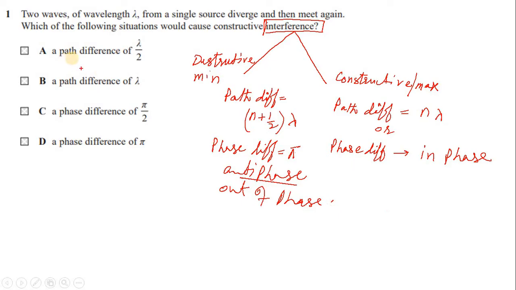So let's see, the path difference is lambda by 2. No, this is the condition for destructive. A path difference of lambda, indeed. And phase difference of pi by 2, no. And phase difference of pi. So A and D are for destructive interference, and part C is for interference but not maxima or minima, intermediate. And part B is for constructive interference, so the option is B.